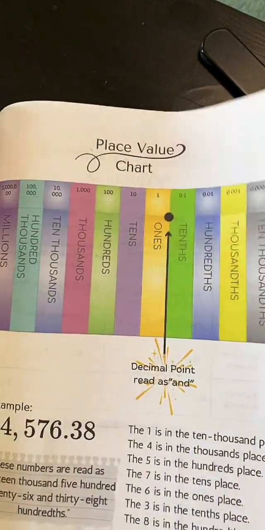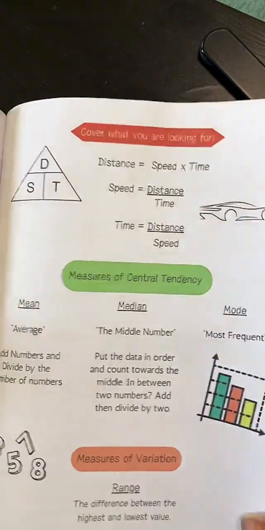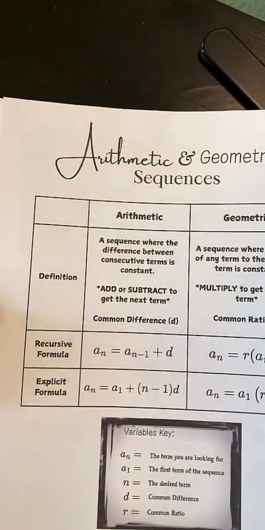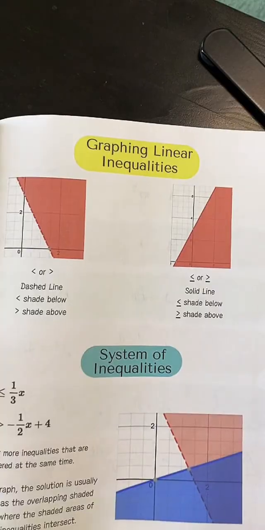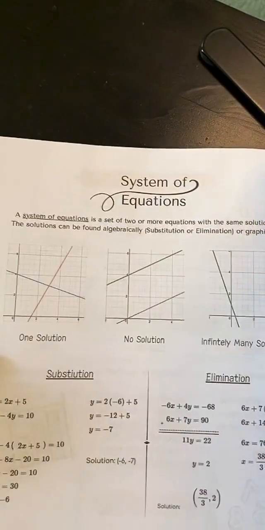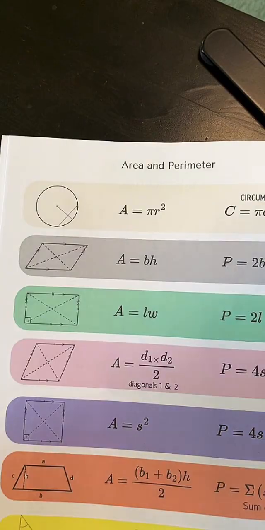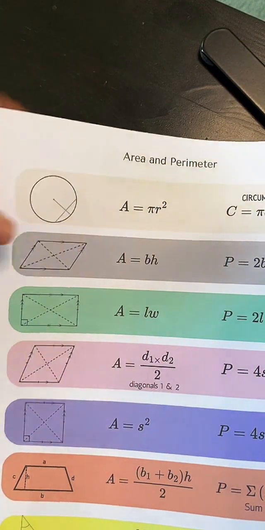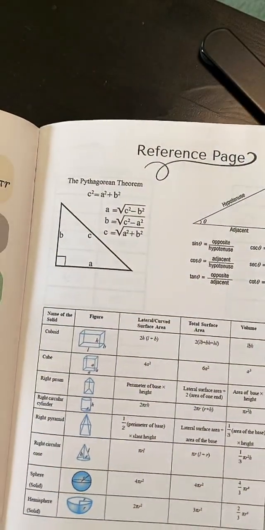So this has all the components, all the major stuff that you're going to be experienced with, that sometimes you just need examples, you just need reminders. They're all here. Graphing linear inequalities, system of inequalities, system of equations. So if you're getting your GED, this will be a great thing for you because you have all the references that you will need for your test. Same for the ASVAB.